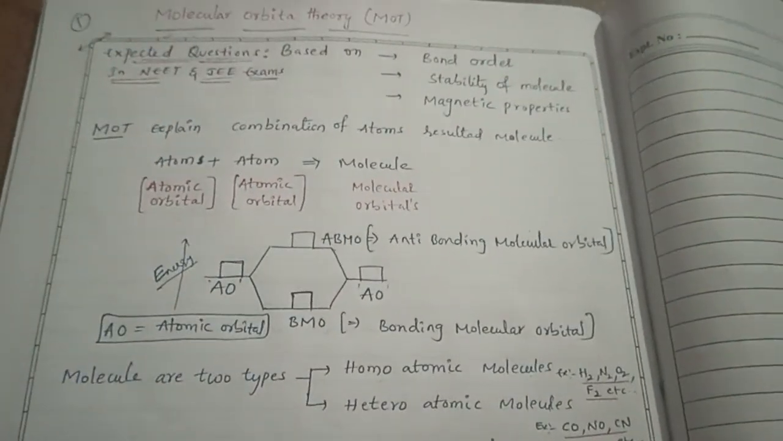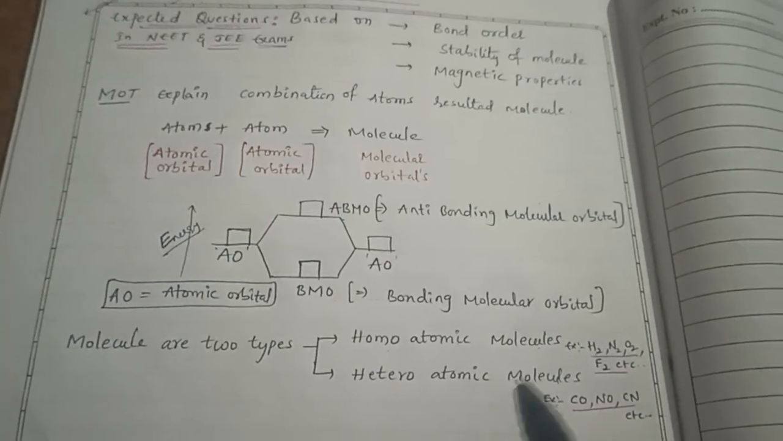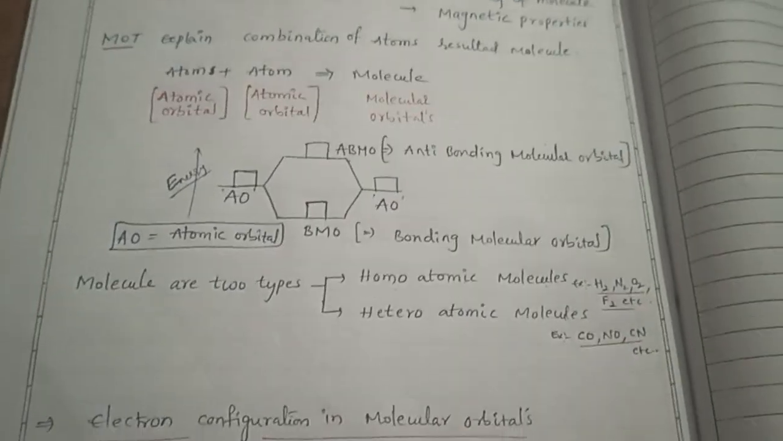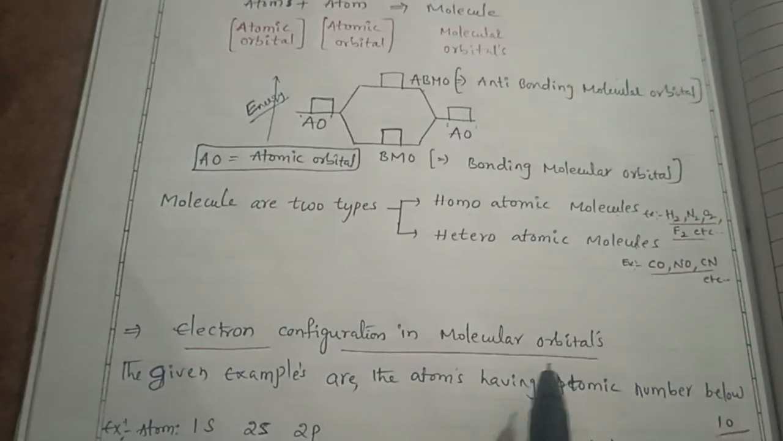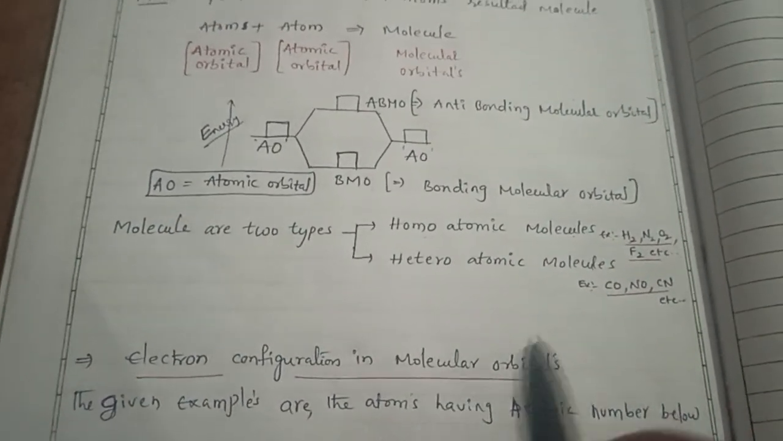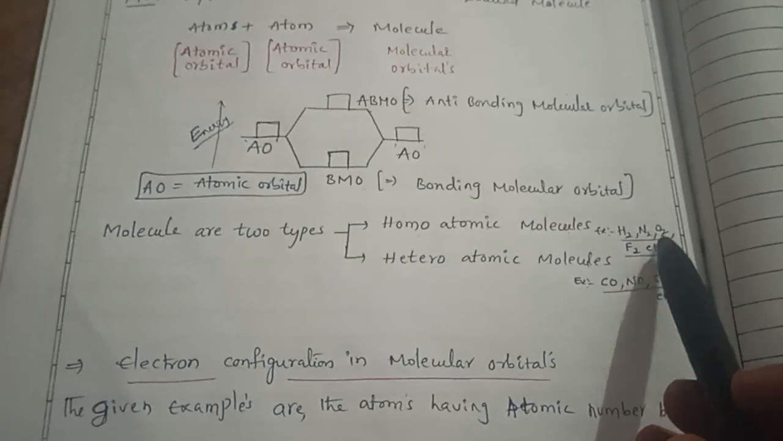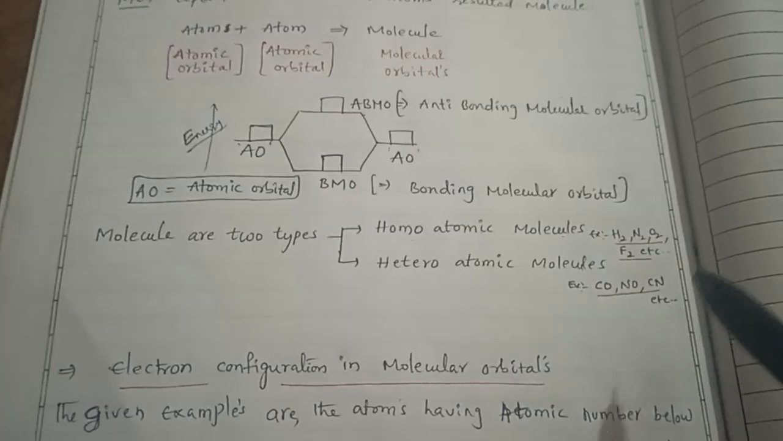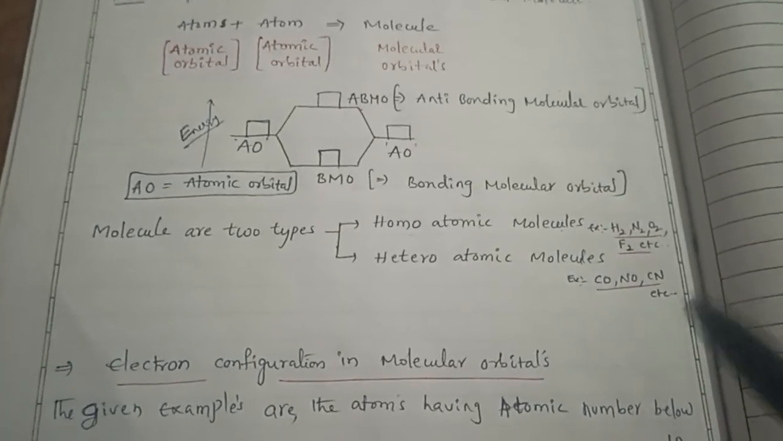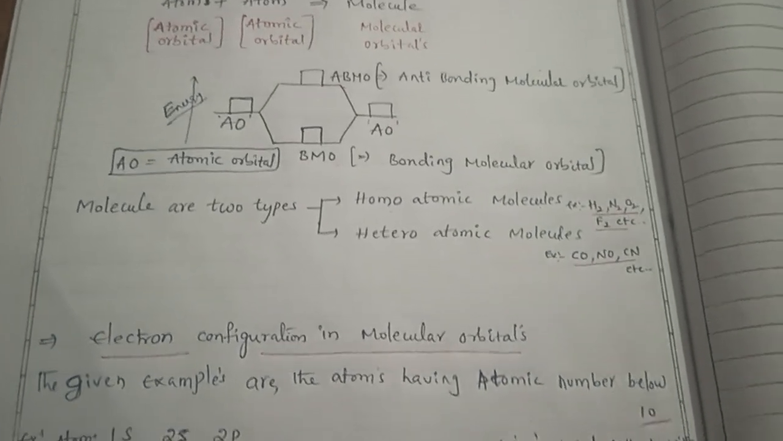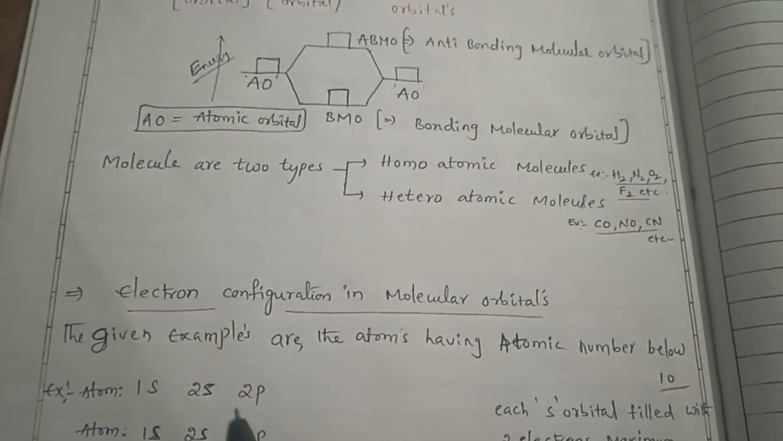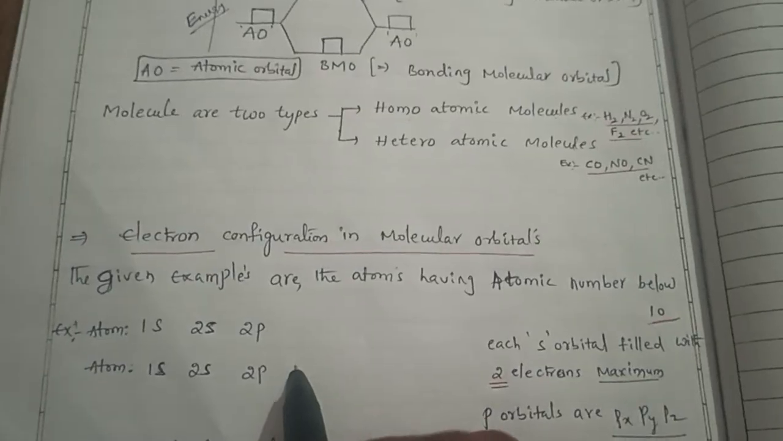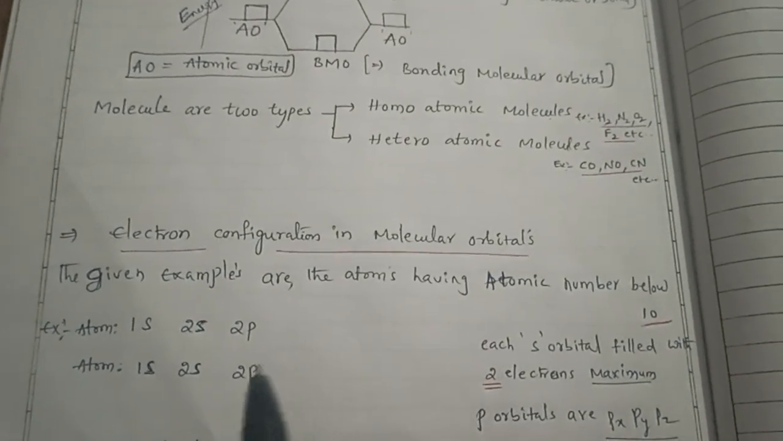To understand the applications of these molecules, like bond order, stability of molecule and magnetic properties, we have to learn electron configuration in molecular orbitals. The examples I gave here, H2, N2, O2, CO, NO, CN, are all combinations of atoms having atomic number less than 10. So the 1s, 2s, 2p orbital electron configuration is sufficient to understand the molecular electron configuration.